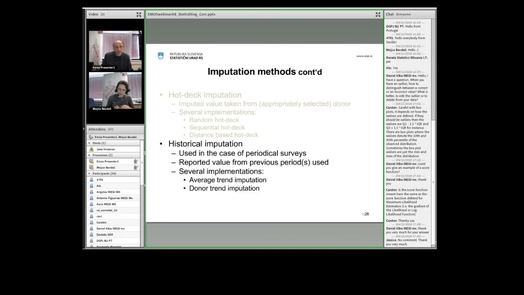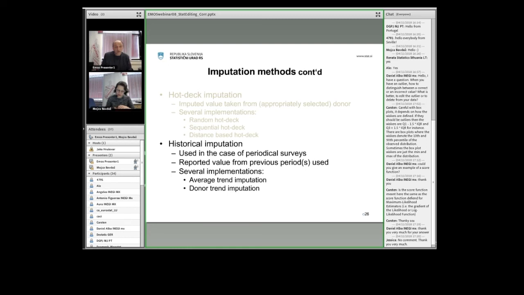The last group of methods that's also very frequently used in official statistics are the methods denoted as historical imputations. The idea here is that if you don't have the value from this implementation of the survey, take it from some previous implementation of the survey. Of course, this method can be used when you are dealing with periodic surveys, let's say a monthly survey or quarterly survey. This is mostly designed for such short-term surveys.